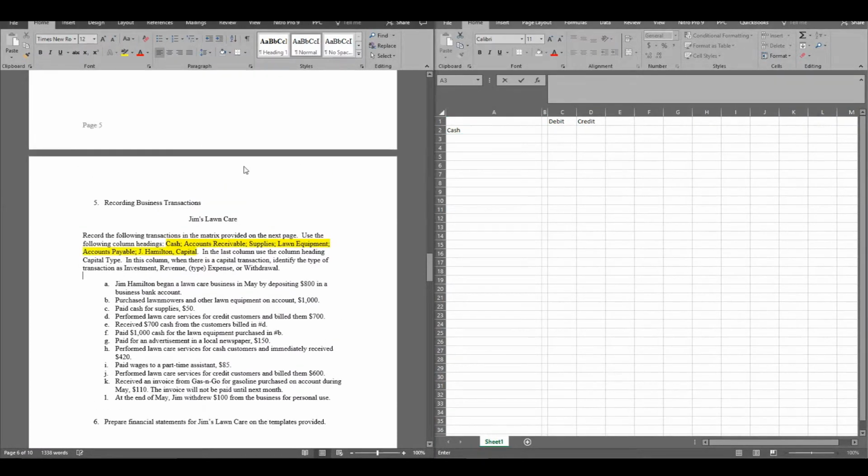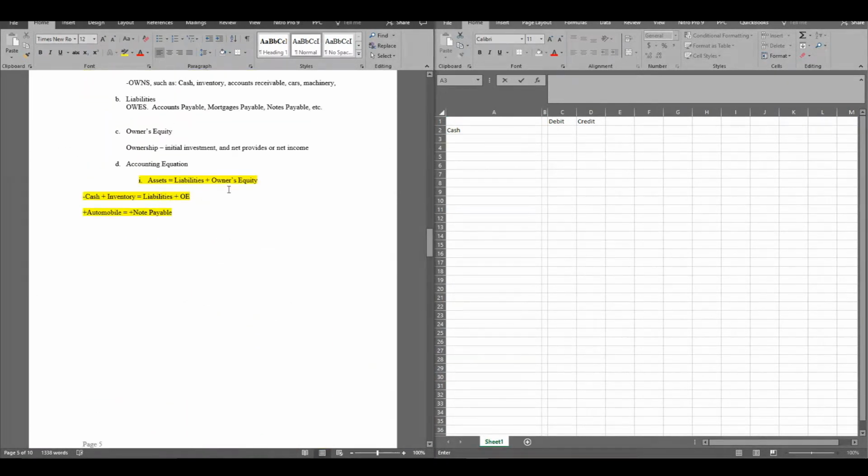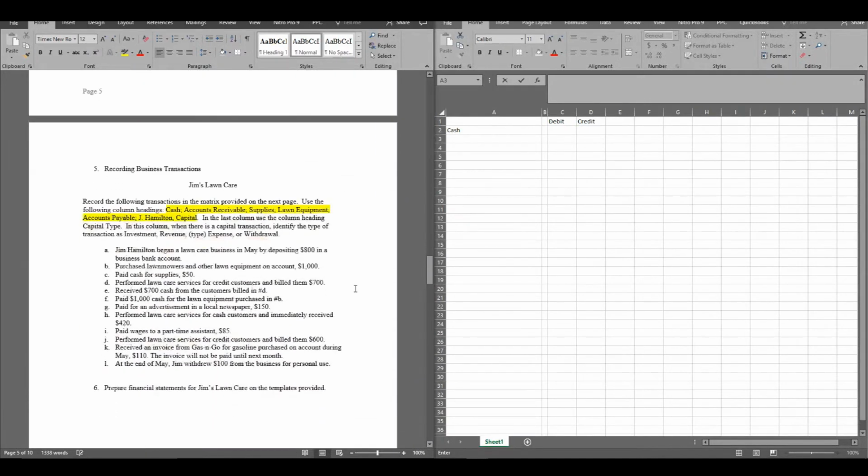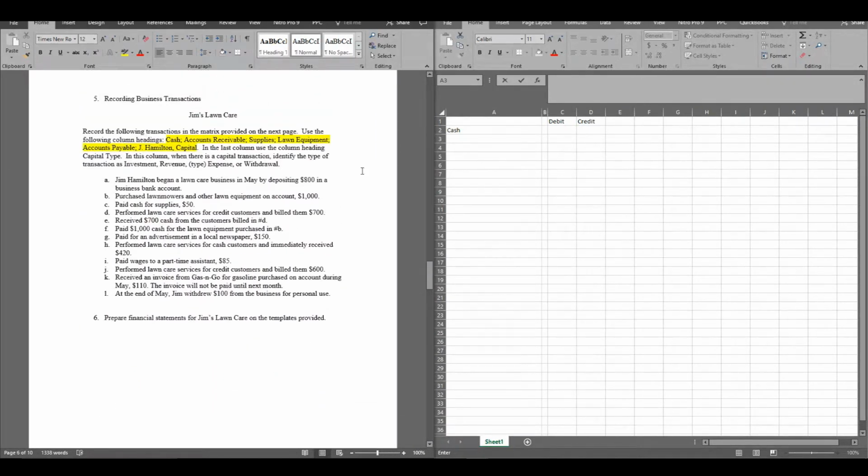Remember, we said earlier that owner's equity is initial investment and net income. It should be net profit or net income. Sorry. So what he did is he opened his initial investment account, his capital account. So we're going to use J Hamilton Capital.